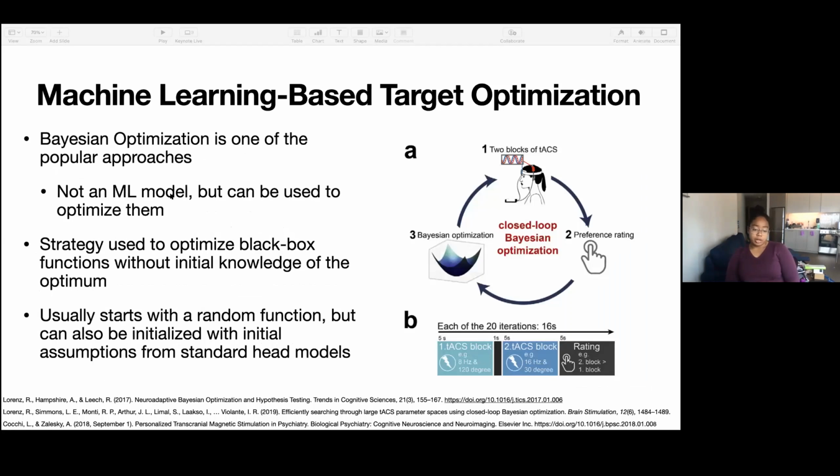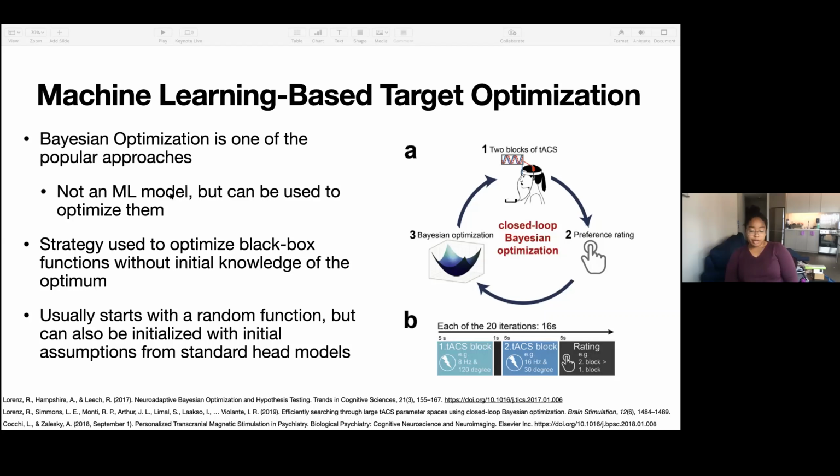So as an example, I'll start with Bayesian optimization, which isn't actually a machine learning model, but is a technique that can be used to optimize models efficiently, including one type of model that we'll talk about next. It's a strategy that's used to optimize black box algorithms without initial knowledge of what our final function should look like. And so closed loop Bayesian optimization can allow us to use real-time patient feedback to improve our stimulation conditions.